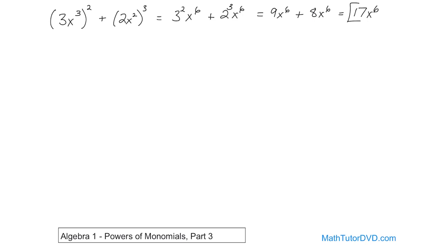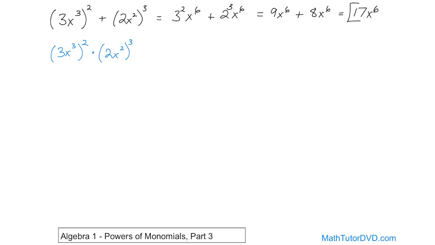All right, now let's do something very, very similar for our next problem. We're going to basically reuse a lot of the same things, so we'll have 3x cubed, and we'll raise it to the power of 2. But instead of adding it, let's multiply by 2x squared raised to the power of 3. So let's see what the difference is. Here we added them together. Here let's multiply them together.